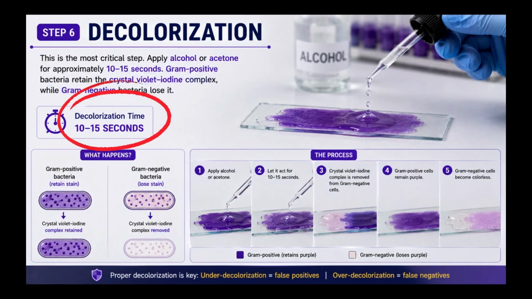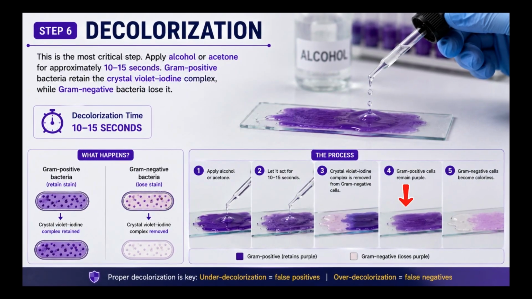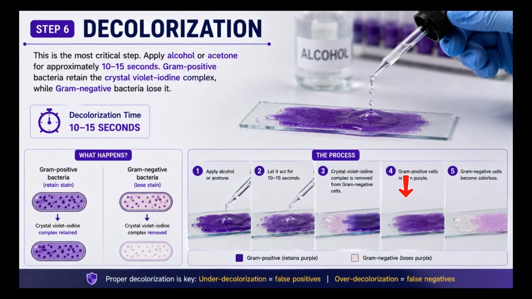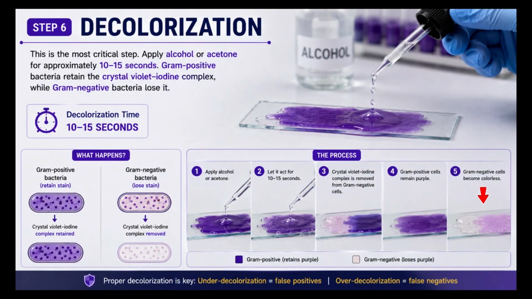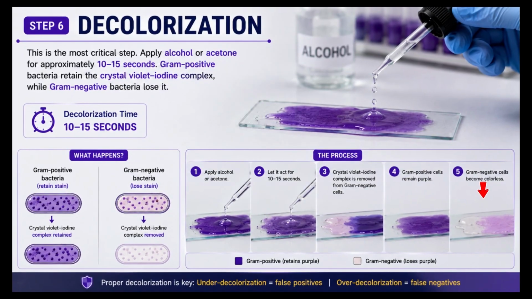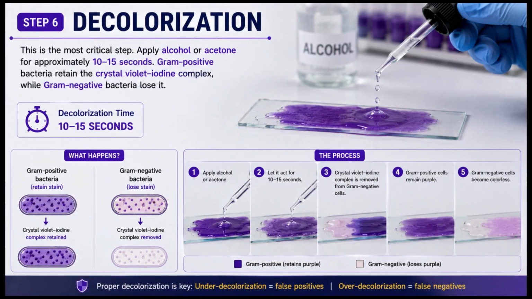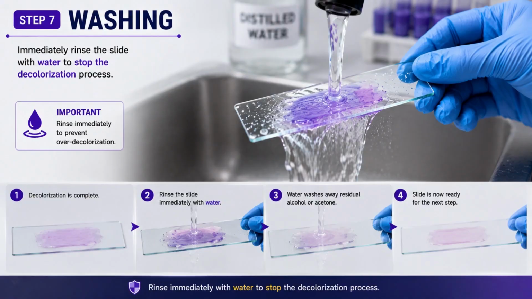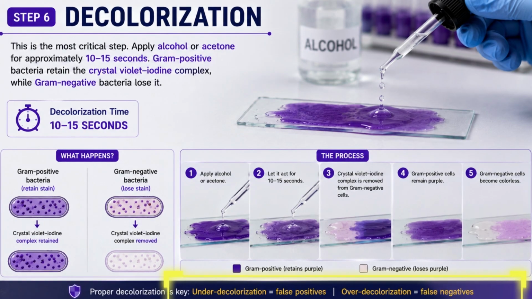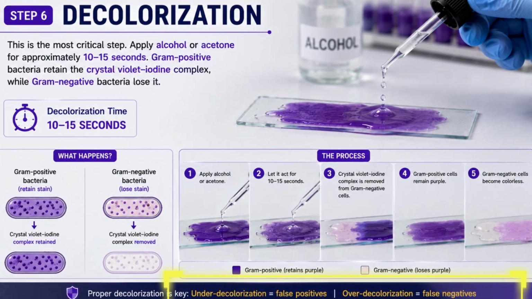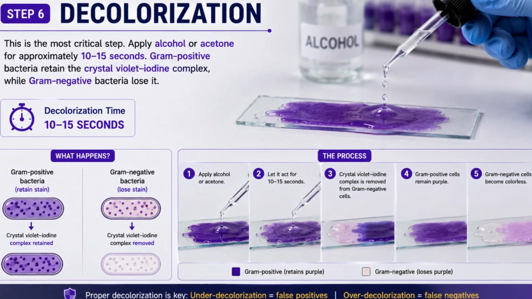In gram-positive bacteria, the thick peptidoglycan layer retains the crystal violet iodine complex. In gram-negative bacteria, the alcohol dissolves the outer membrane, allowing the crystal violet iodine complex to escape. Immediately rinse the slide with water to stop the decolorization process. Overdecolorization or underdecolorization may produce incorrect results.